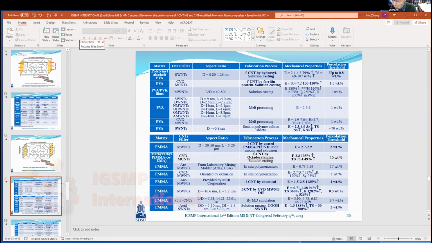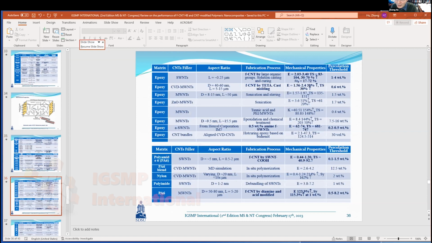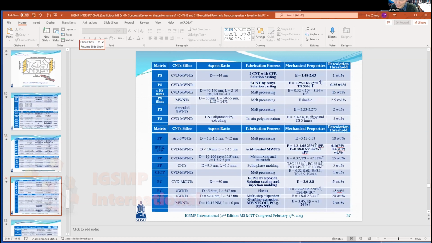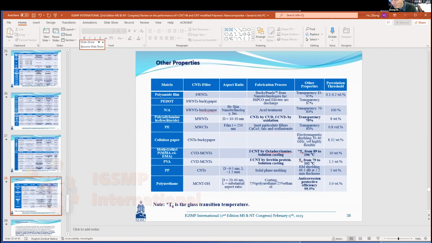There are so many, and all this data should be carefully read. There's a lot of data. And the other property, for example, transparency. They can make the transparency as high as sometimes you can use in a monitor or something, and anti-corrosion and protectivity efficiency can be improved very high.